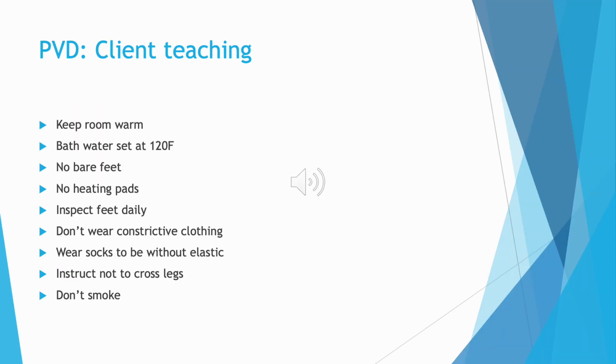Here's your patient teaching for clients with peripheral vascular disease. You want to tell them to keep their environment warm. They don't want to get cold, because when patients get cold, they vasoconstrict and it's going to cut off their circulation more. Bath water should be set to 120 degrees Fahrenheit. In other words, it can't go higher than that.